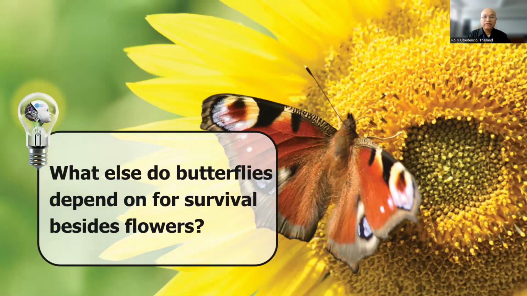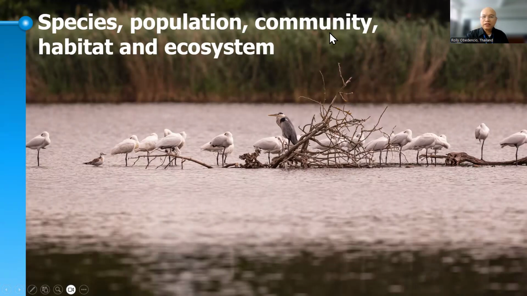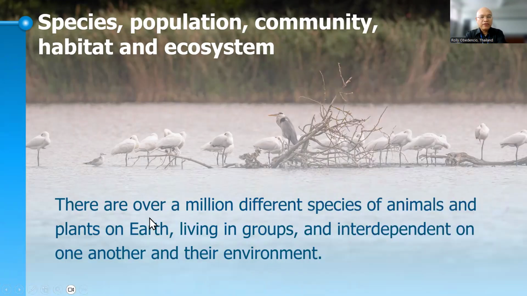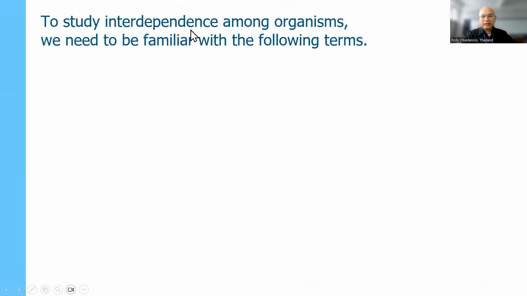What else do butterflies depend on for survival besides flowers? Species, population, community, habitat, and ecosystem. There are over 1 million different species of animals and plants on Earth, living in groups and interdependent on one another and their environment. To study interdependence among organisms, we need to be familiar with the following terms.